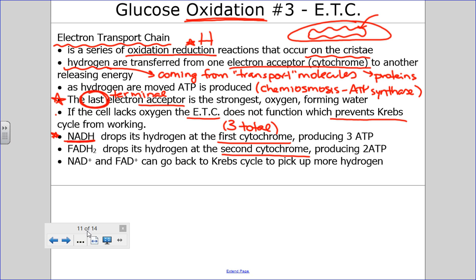Once these 2 molecules have dropped their hydrogen off, this is what's left. NAD positive and FAD positive. They don't have their hydrogen anymore. And they can go back to the Krebs cycle to pick more up. So the Krebs cycle and the electron transport chain go hand in hand. One really does not function without the other.